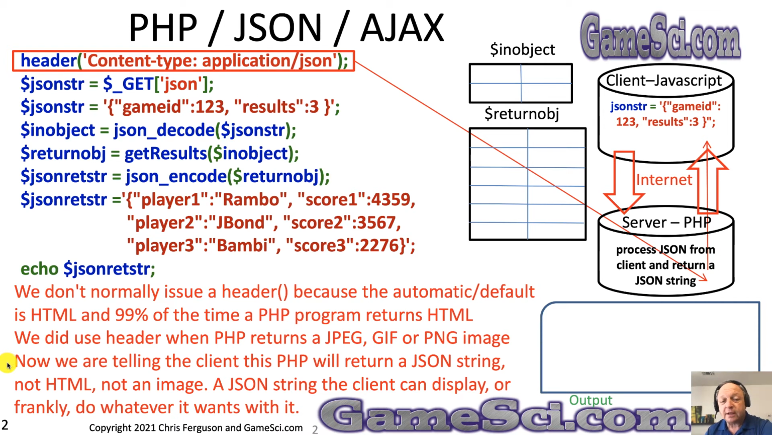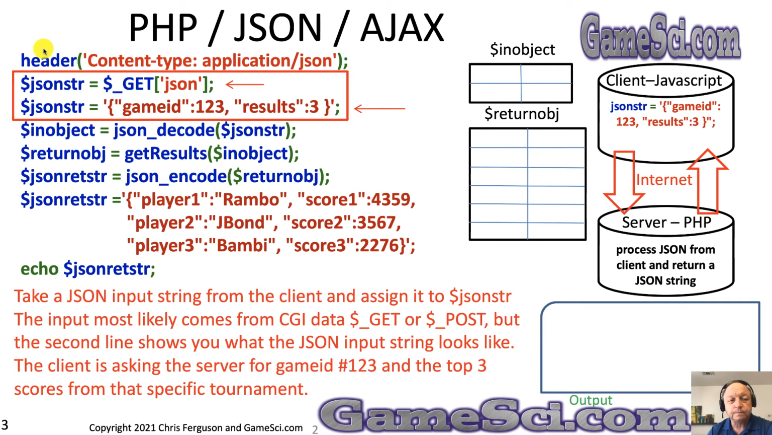Now we're telling the client this PHP program will return a JSON format string, not HTML, not an image. A JSON string the client can display or, frankly, do whatever it wants with.